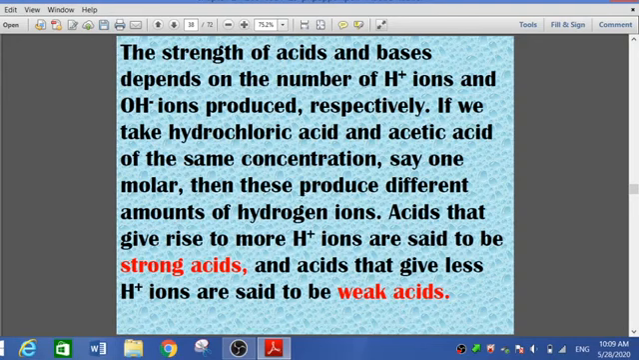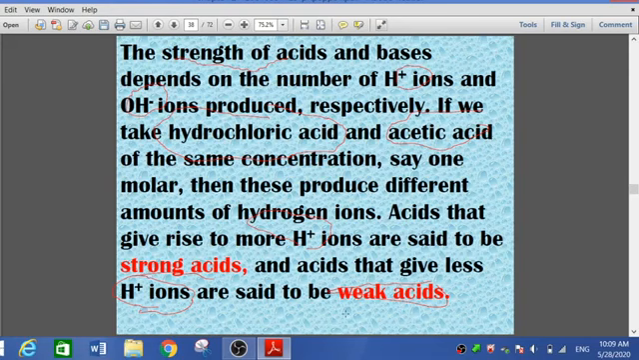Now, when can we say it is a strong acid? Strength of acid and base depends on H plus ions and OH minus ions. If we take hydrochloric acid and acetic acid of the same concentration, say 1 molar, these produce different amounts of hydronium ion. Acids that give rise to more H plus are called strong acids. So hydrochloric acid is a strong acid. Why is acetic acid a weak acid? Because it produces less H plus ion. So we can say it is a weak acid.